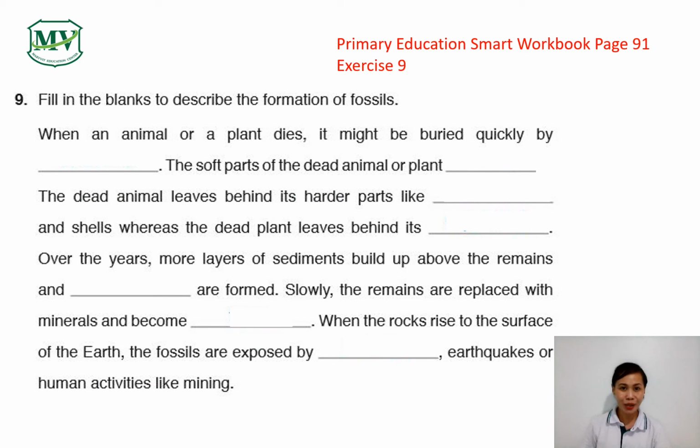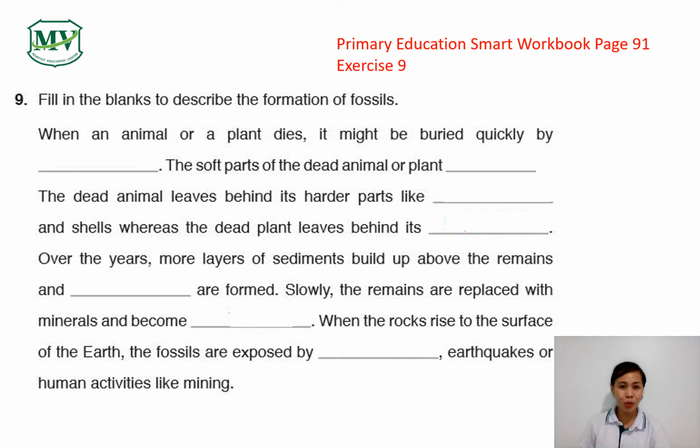Turn to page 91, exercise 9 to complete the paragraph. Are you ready? Okay. I'll read first the sentence and you'll have to write the missing word on the blank. You can pause the video and answer. Let's start. When an animal or a plant dies, it might be buried quickly by blank. The soft parts of the dead animal or plant, blank.